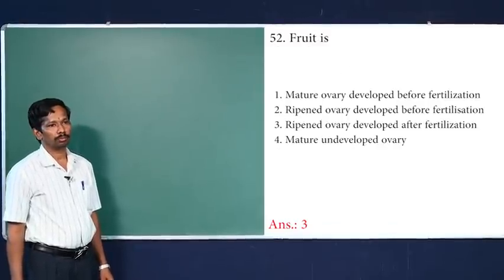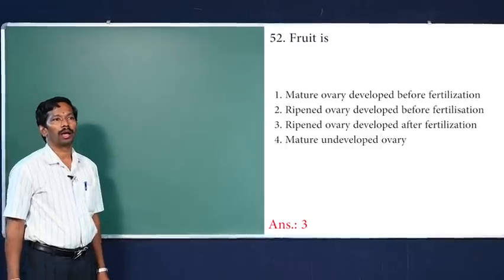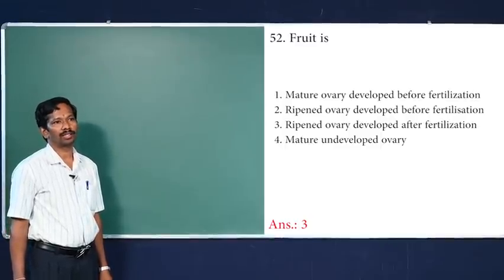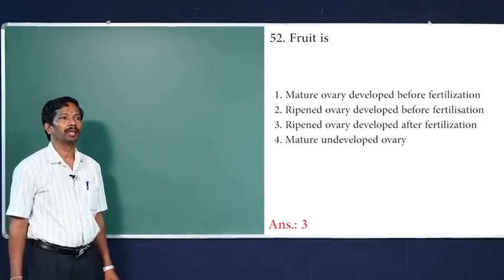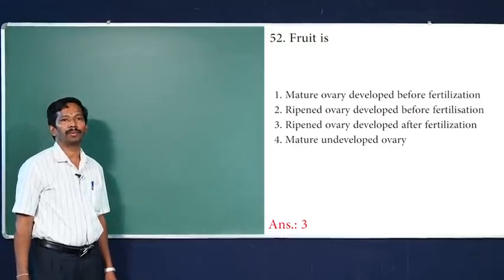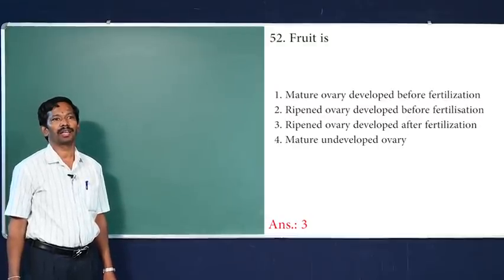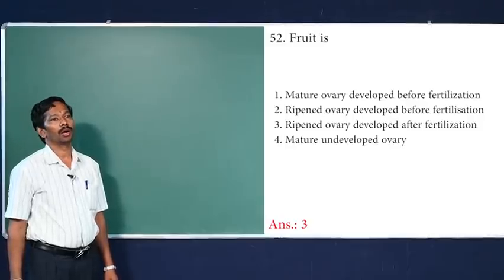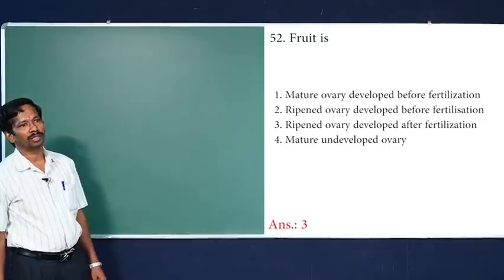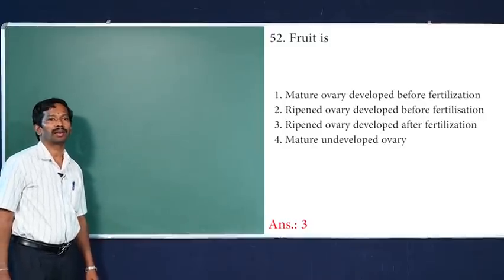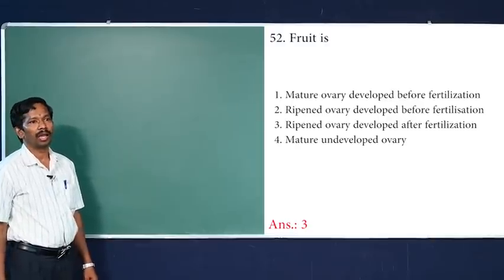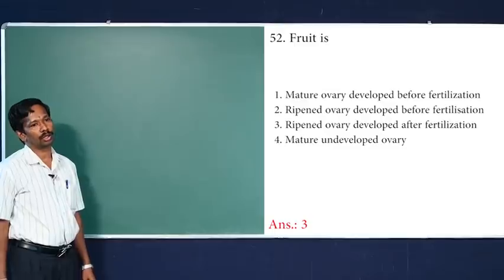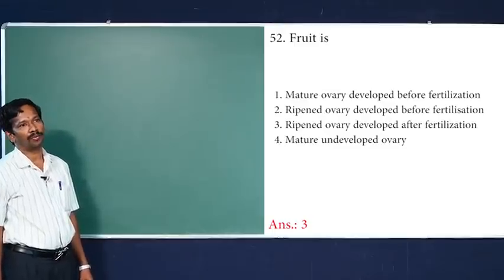52. Fruit generally produced after fertilization. So answers given. Fruit is mature ovary developed before fertilization. It is not possible. Second option, ripened ovary developed before fertilization. That's also not possible. Before fertilization, if the fruit is produced, it is called parthenocarpic fruit, without fertilization. And hence answer should be 3. Ripened ovary developed after fertilization. So often edible in terms of commercial value. And fourth option, mature underdeveloped ovary is also wrong. Hence answer is 3 for 52.